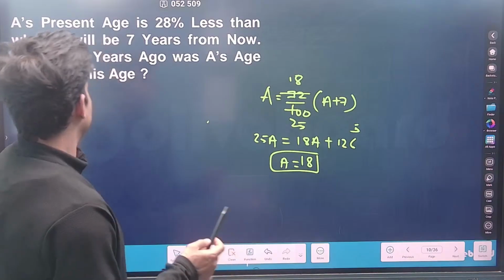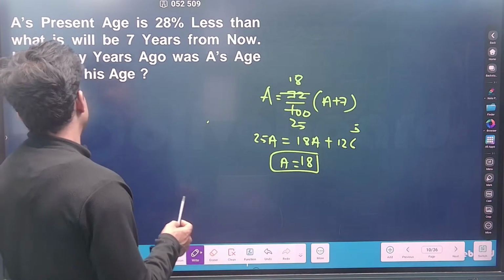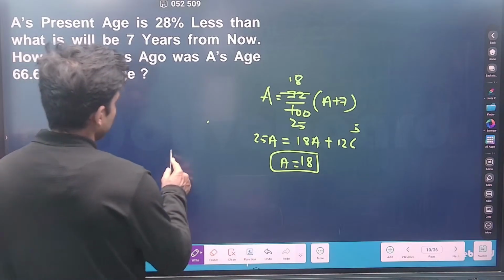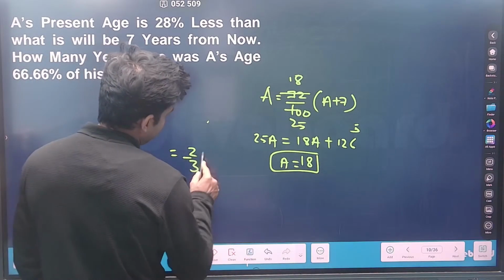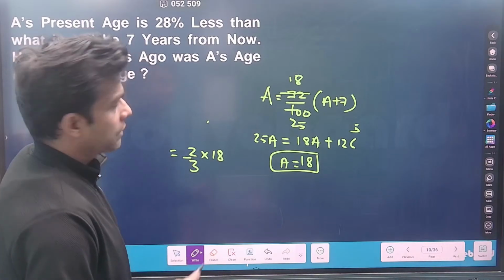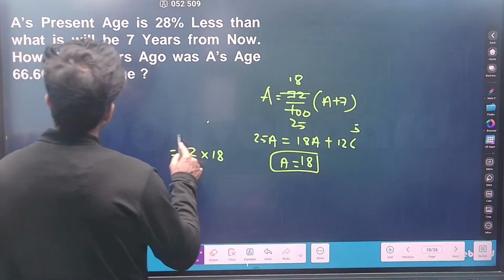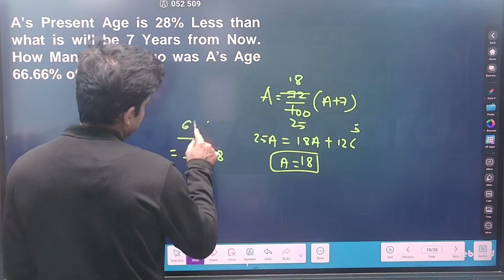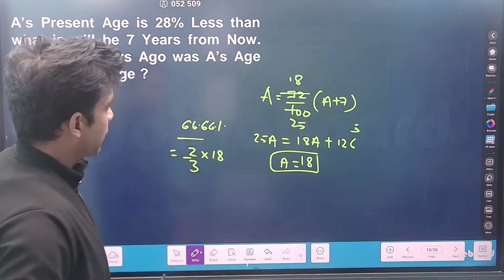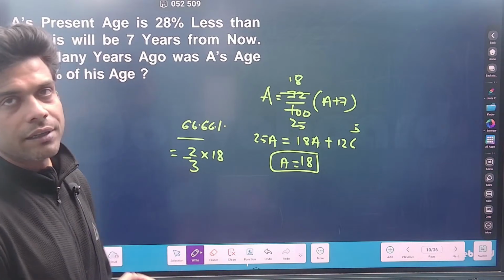So let's say how many years ago was A's age 66% of his age. So basically we need to take out 2 by 3 of 18. 66% is basically 2 by 3, no? What I can write is, this is 66.66% of the age of A, which is coming to how much? 18. Okay, fine, this makes sense.